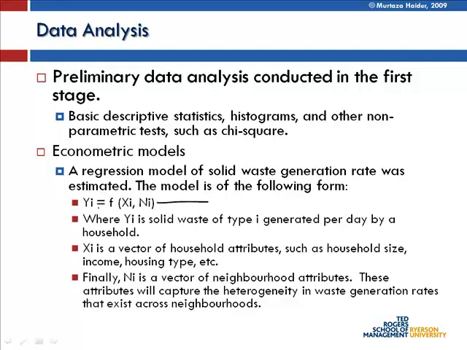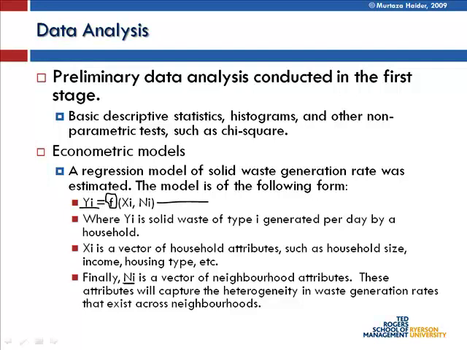And usually the way we express a regression model is we write it like this, where we say that y is a function, and f stands for a function, of certain variables. We are saying y is a function of x and n, where yi is the solid waste of type i, any solid waste generated on a daily basis by a household. And xi is a vector of household attributes, such as how big is the household, how many males, how many females, what is the size of the housing unit, is it 10,000 square feet or 200 square feet or 500 square feet. And ni stands for neighborhood attributes.